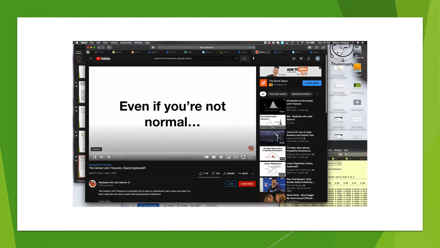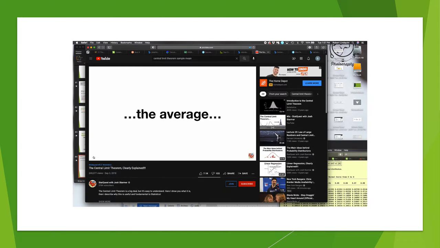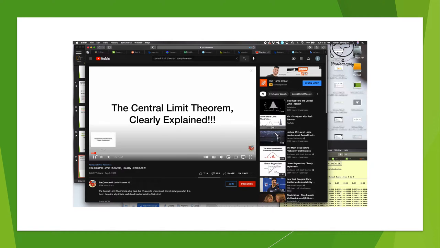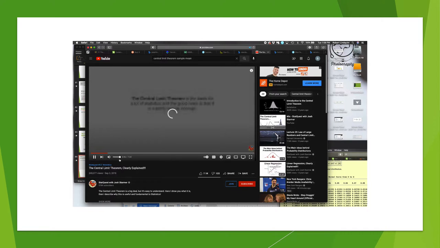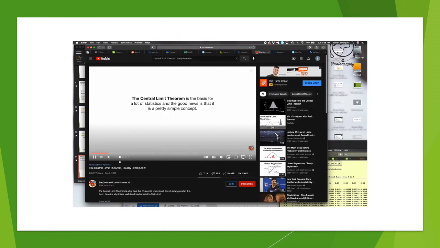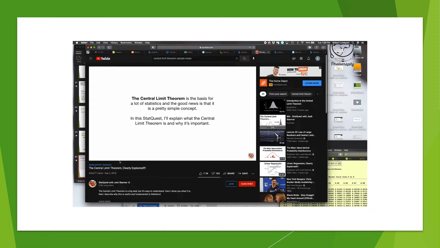Even if you're not normal, the average is normal. Hello, I'm Josh Starmer and welcome to StatQuest. Today we're going to talk about the central limit theorem. And the good news is that it's a pretty simple concept. In this StatQuest, I'll explain what the central limit theorem is and why it's important.